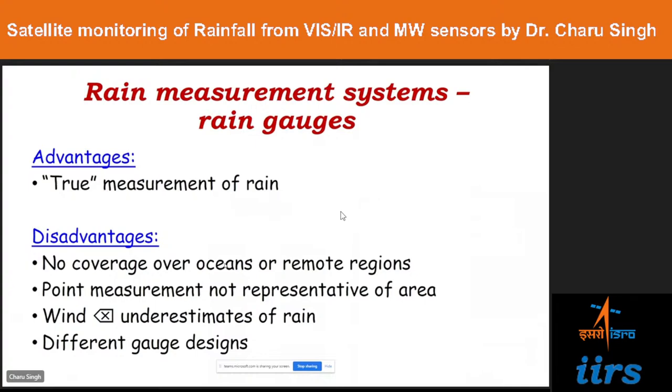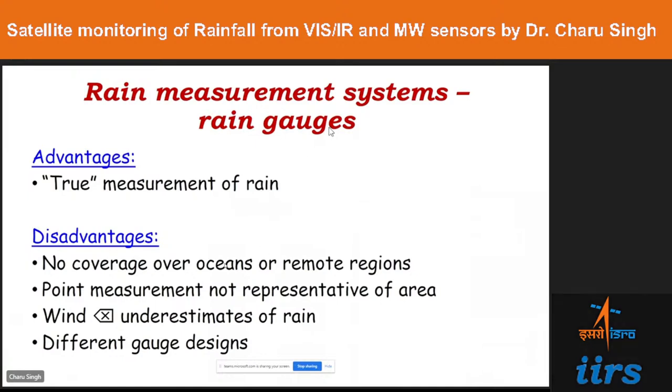So let's start with the rain gauge measurement system. The advantages with the rain gauges are basically the true measurement of rainfall. So rain gauge provides the best estimate of the rainfall, and there are various disadvantages also with this method, like there is no coverage over oceans or remote regions.